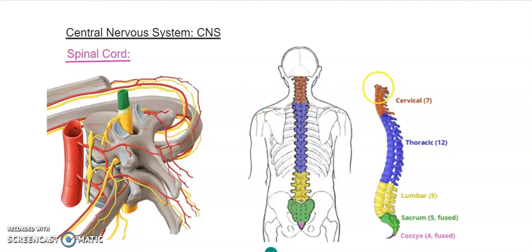The first one, the bones at the back of your neck, is the cervical bones, which are 7 in number. The bones at the back, just behind your chest, are the thoracic, which are 12 in number. The bones at the back of the hip are the lumbar, and then you have the sacrum and coccyx.